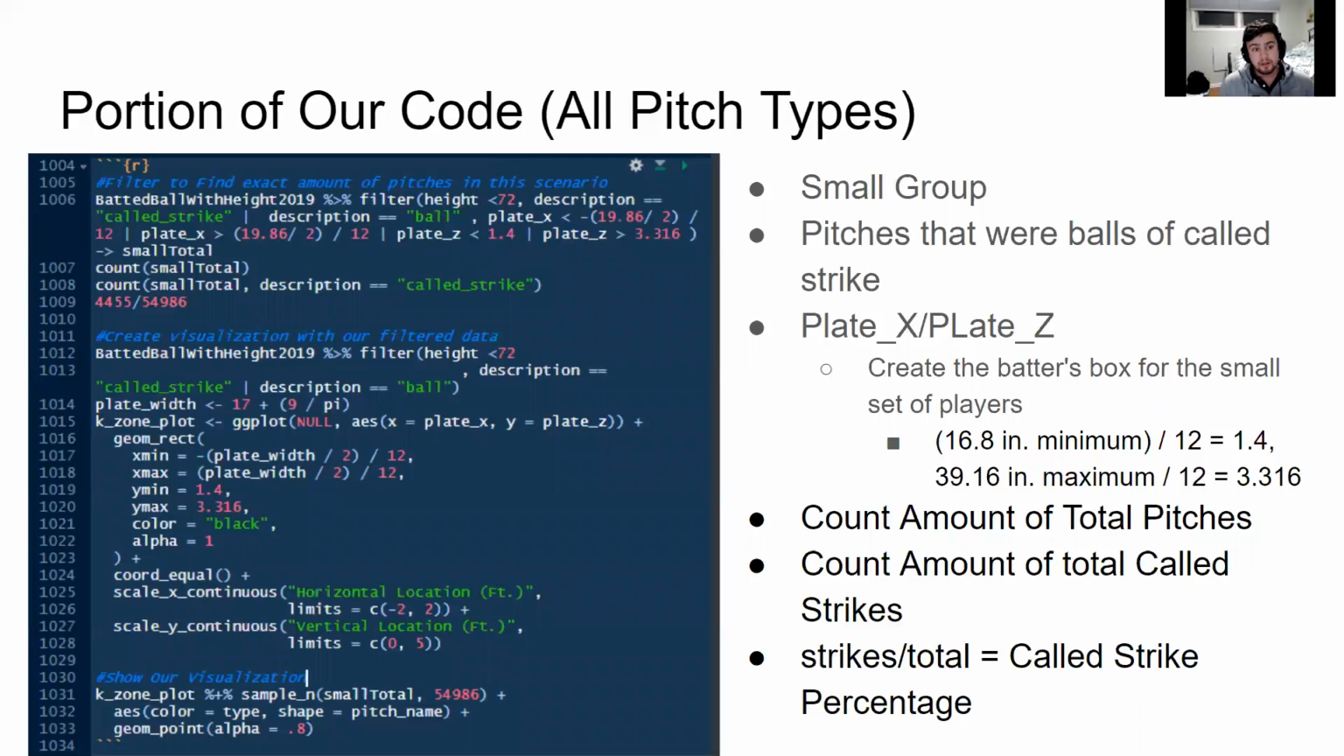From there, we were able to create a visualization with our filtered data. As you can see, a lot of the filtered definitions are very similar to what we did in the first part. The only difference is actually using K_zone_plot to plot that and make it look visually appealing so we can get the best conclusions possible.